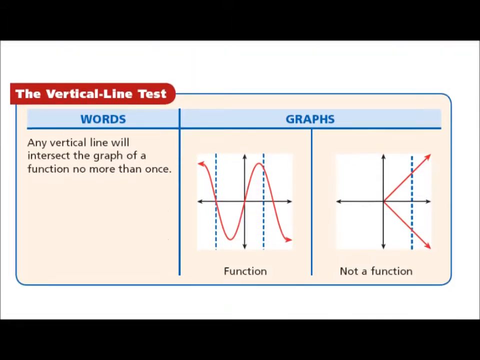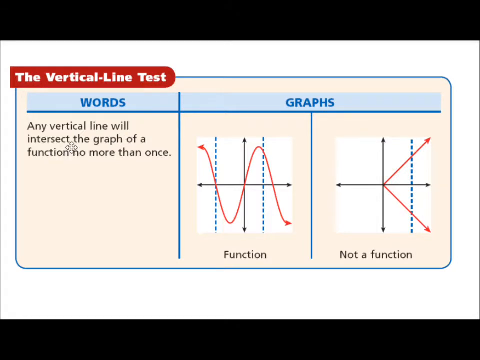So here is the rule: any vertical line will intersect the graph of a function no more than once. So here is the graph, the red thing is a graph, and this is the vertical line. Whenever you draw a vertical line anywhere in this graph, the blue line will touch the red line only once. So this is a function.